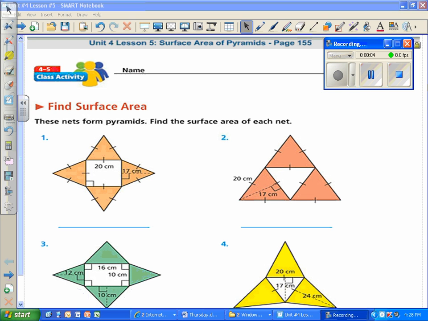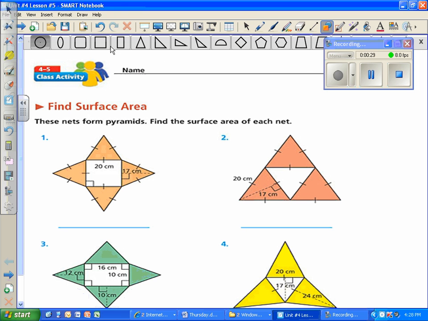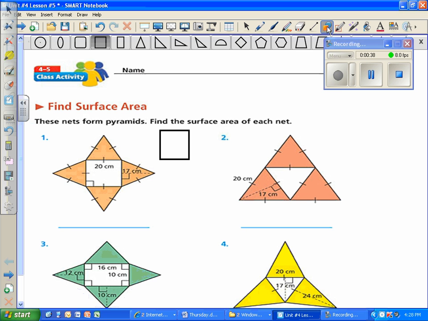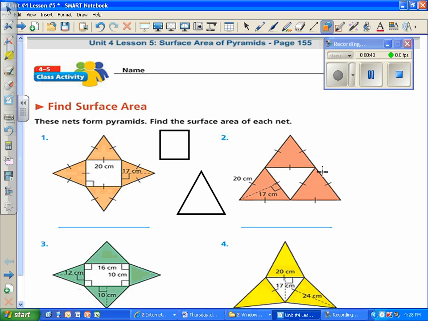All right, we're going to look at Unit 4, Lesson 5, Surface Area of Pyramids. This is on page 155 in your textbook. So what we have down here is a pyramid, four sides that are triangles, and the base is a square. So I'm just going to make my square, and then I'm also going to pull a triangle out as well, just to help me solve this problem.